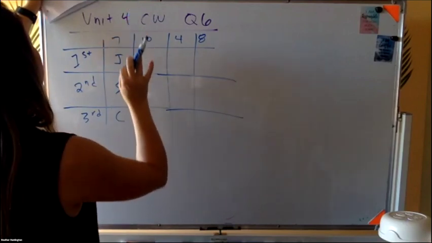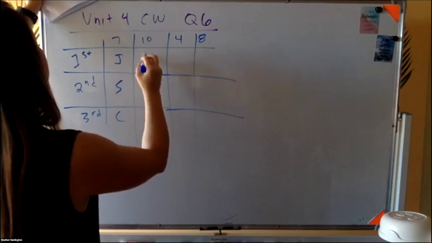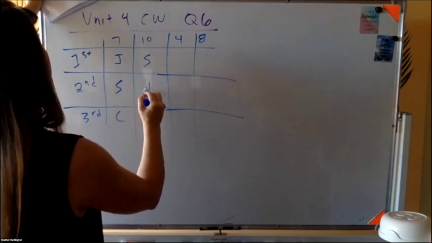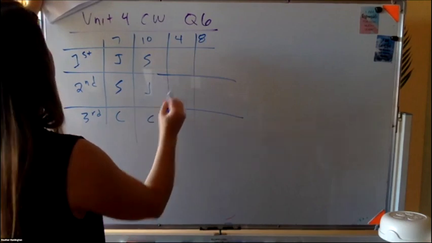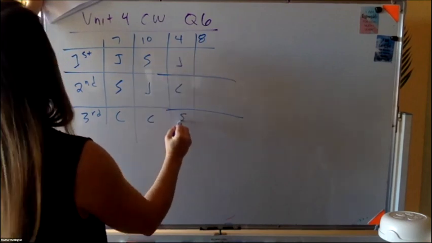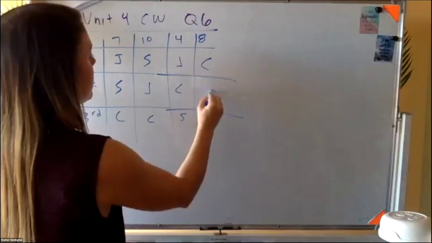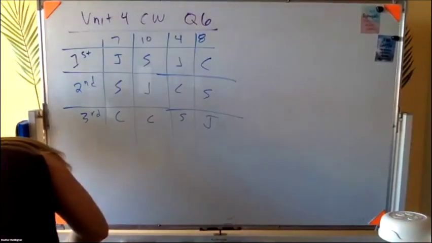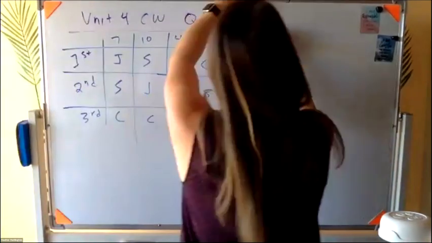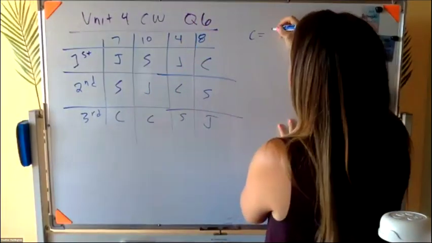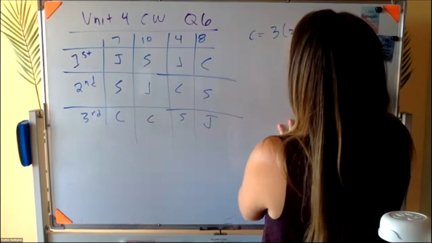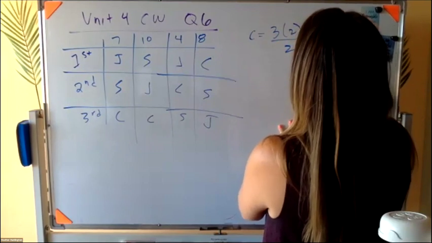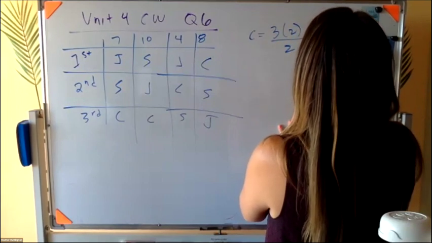So J versus S, J versus C, S, J, C, J, C, S, C, S, J. How many comparisons are we going to have? So the number of comparisons will be 3 times 2 divided by 2, right? So that's going to be 3 comparisons.